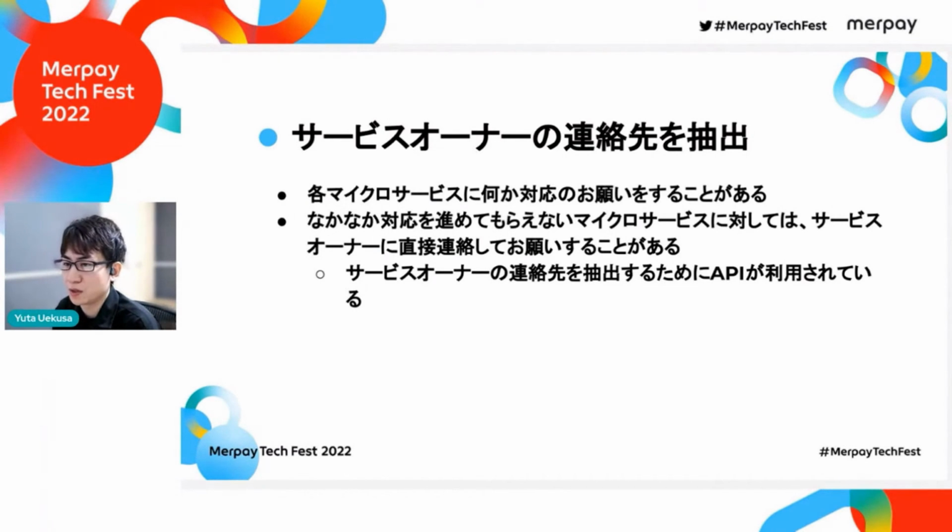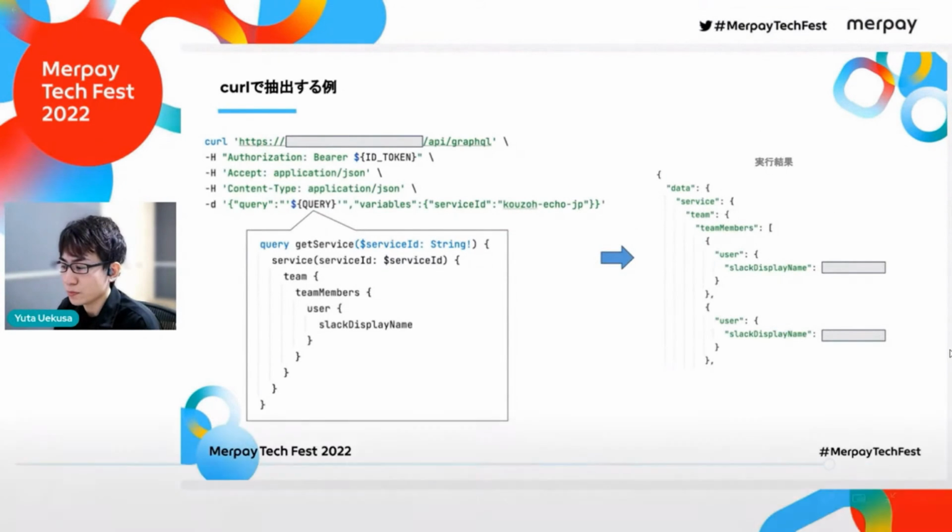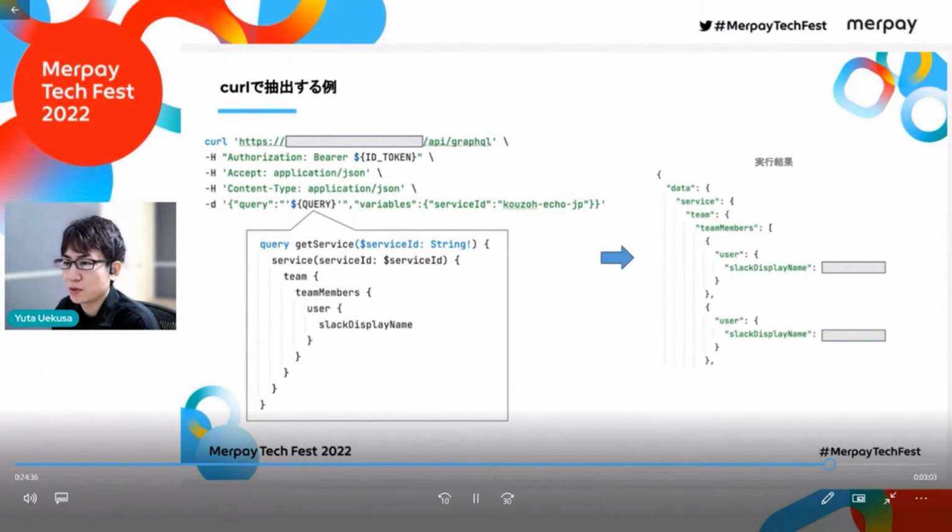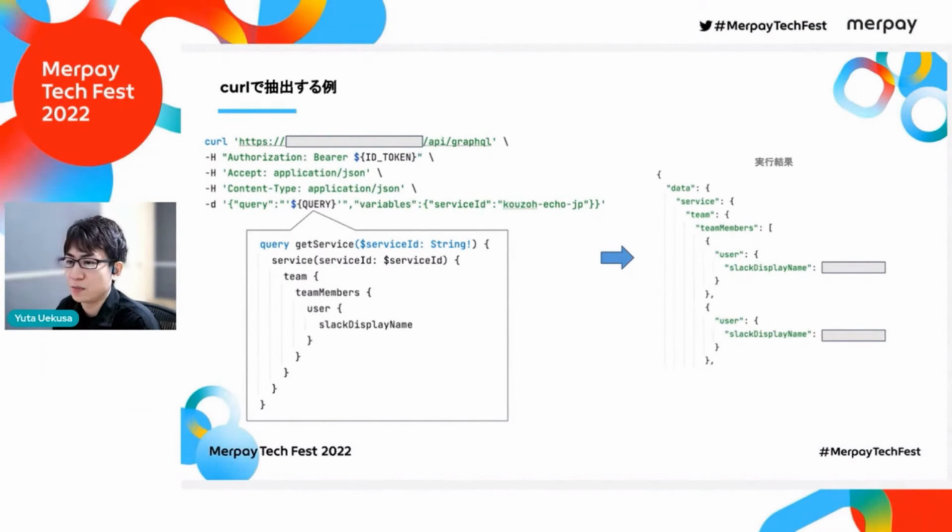This is an example of using curl to extract data. The diagram shows how to obtain an ID token for authentication, pass the necessary queries as parameters, and make a request, and the data is returned as a result of the execution. This example shows a query to retrieve the mentions of all team members from the team resources associated with a service resource. This kind of data extraction is available to anyone with an internal account, as long as they follow the instructions and register to use the API.